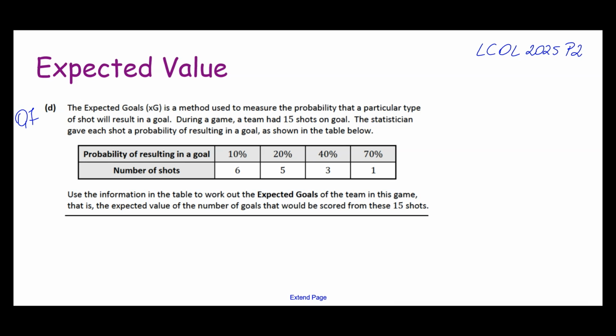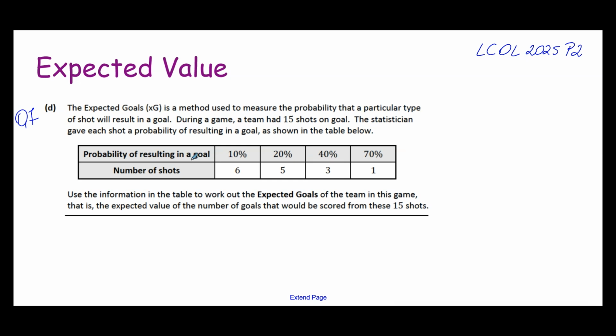Something that comes up very often in your exam: expected value. So let's see. Expected goals, or xG, is a method used to measure the probability that a particular type of shot will result in a goal. During a game, a team had 15 shots on goal. The statistician gave each shot a probability of resulting in a goal, as shown in the table below.